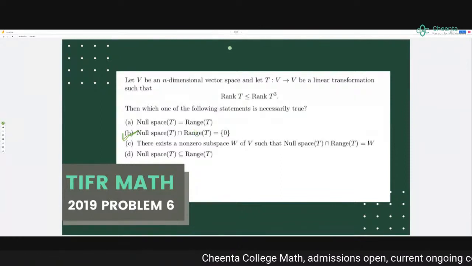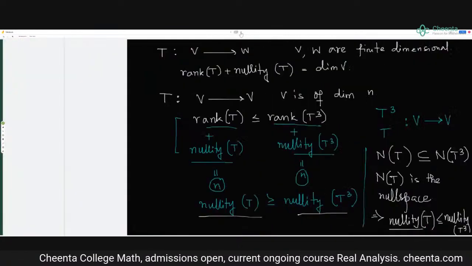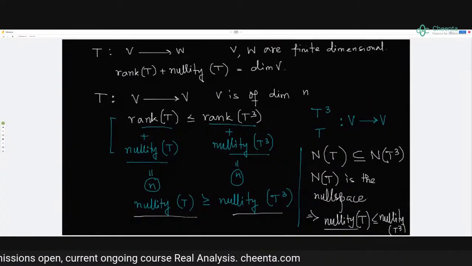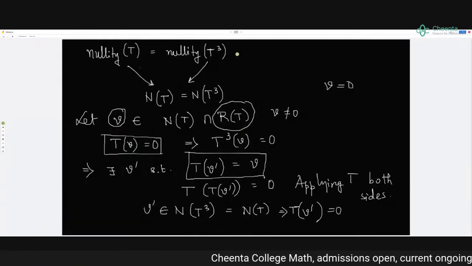So one thing to understand here in this problem is what have we done? We have just used the rank nullity theorem to our advantage. Just go through the rank nullity theorem precisely enough and we will be able to solve it explicitly.